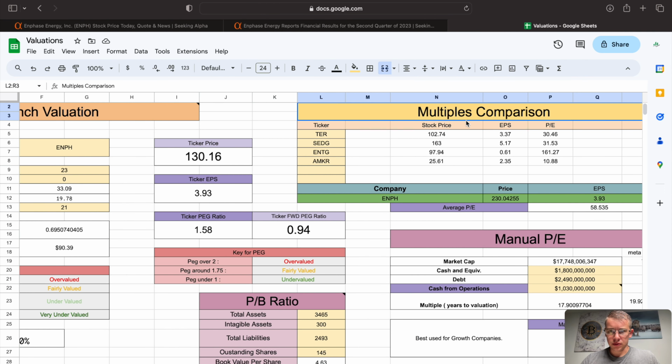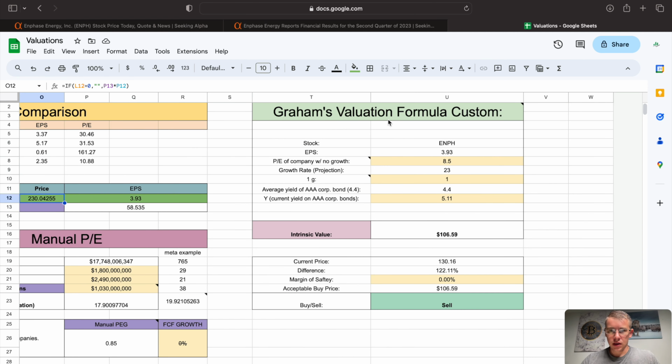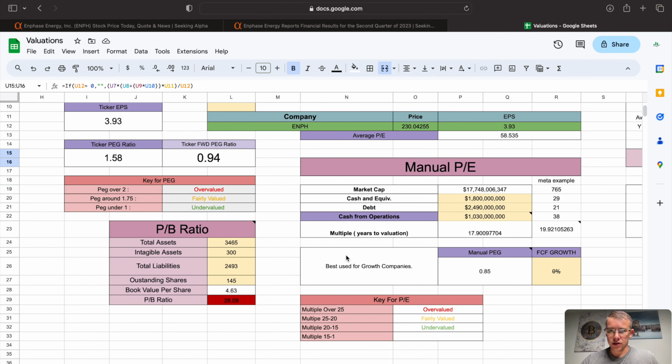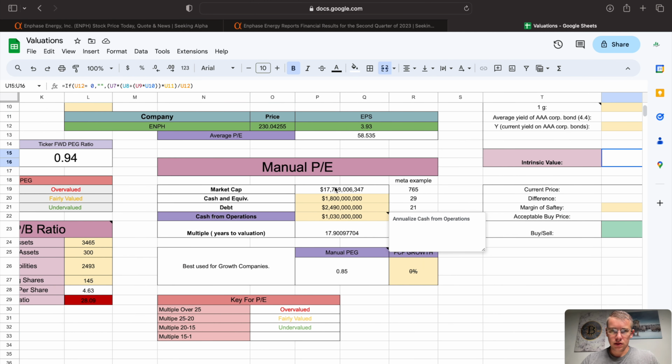We come over to multiples. We've got four multiples to choose from here. Gives us an average company price, $230 a share. Graham's valuation, autofills everything in here. We have our growth rate of 23%, $106 per share.